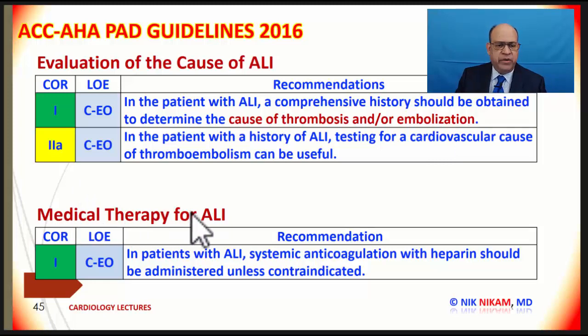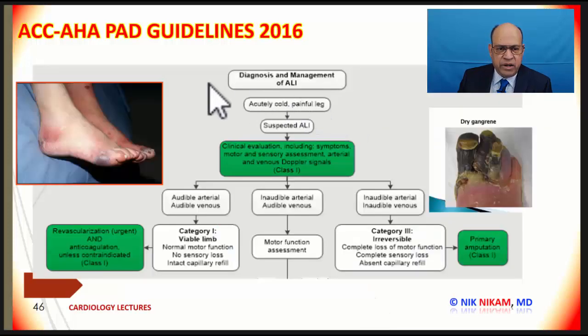Medical therapy for acute limb ischemia. All patients with acute limb ischemia or evidence of acute limb ischemia must be started on anticoagulation with heparin as soon as the diagnosis is made. Now, let's look at the protocol that will help us to determine the right treatment. On this side, we have slight discoloration of the skin, but the color appears to be okay, whereas on this side, we have a dead great toe and second toe.